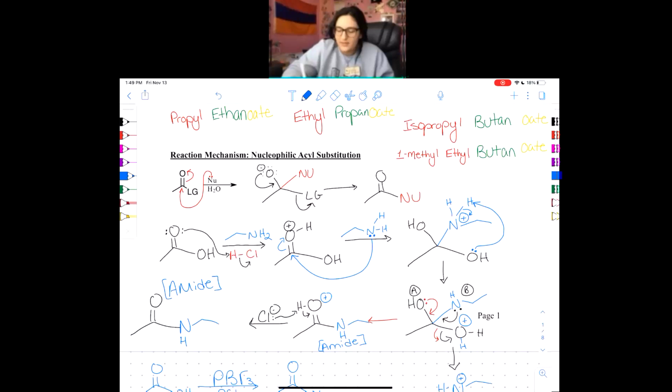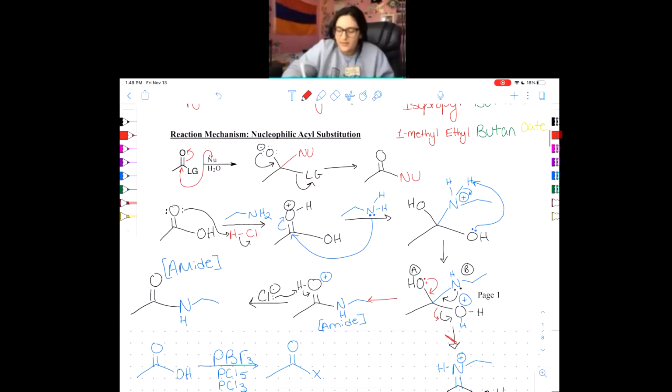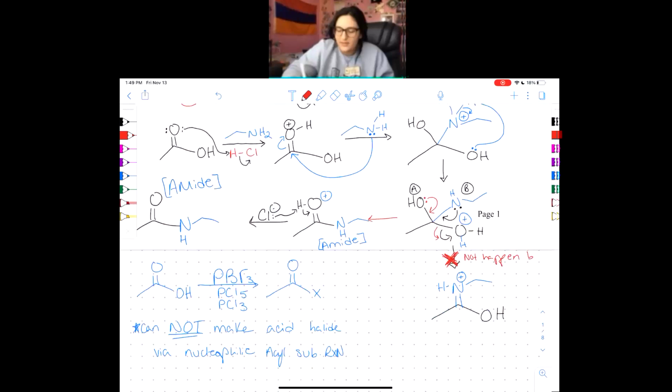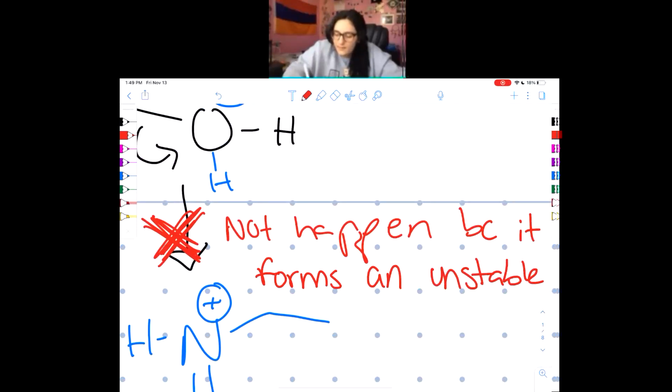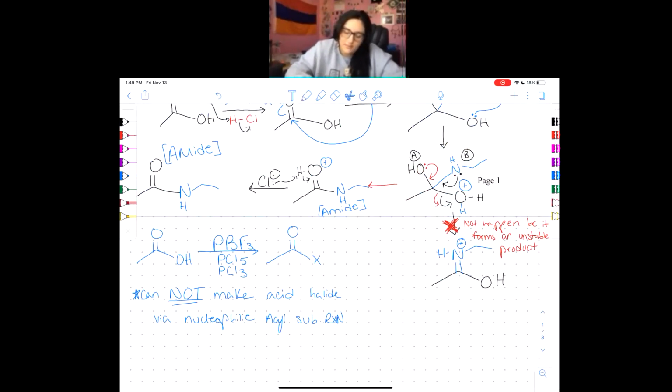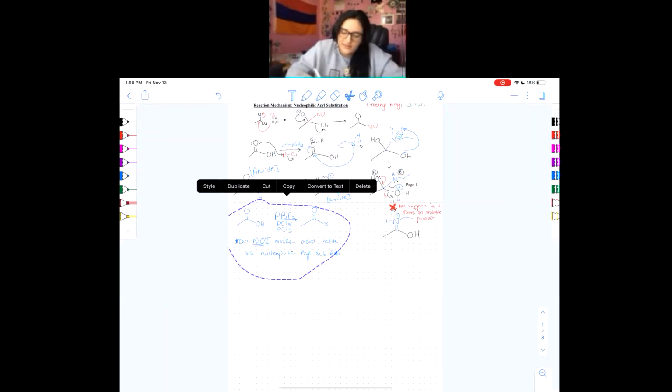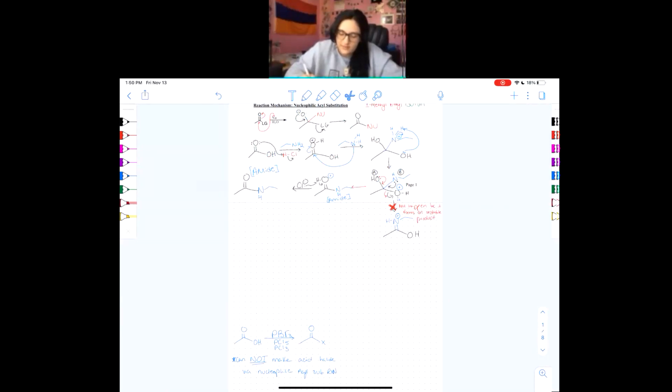Does this reaction sort of kind of make sense so far? Yes? Okay, good. So I'm going to write a little note here so that you guys can screenshot if you would like to. So that step will not happen because it forms an unstable product. And I'm going to go ahead and move this guy and then zoom out so you guys can, again, take a screenshot or whatever you would like.